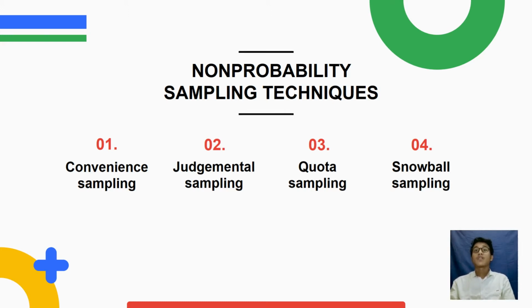Quota sampling. Quota sampling can be seen as two-stage restricted judgmental sampling. The first stage consists of developing a control category or quota from the population elements. In the second stage, the sample elements are chosen based on convenience or judgment. Snowball sampling. In snowball sampling, the initial group of respondents is usually randomly selected. After the interview process, respondents are asked to identify other people who belong to the target population.